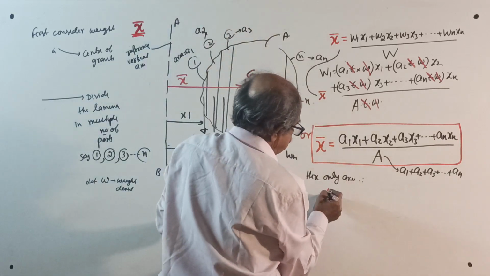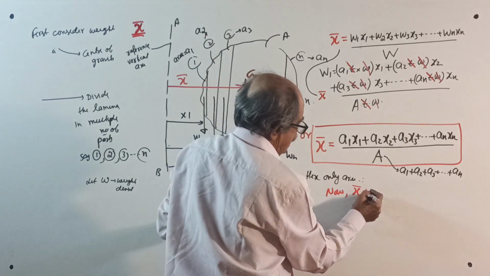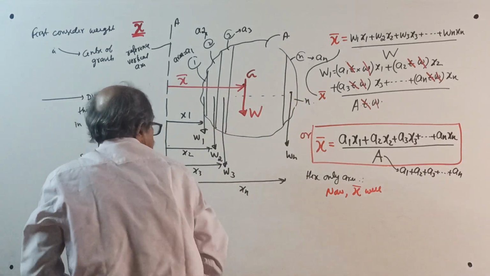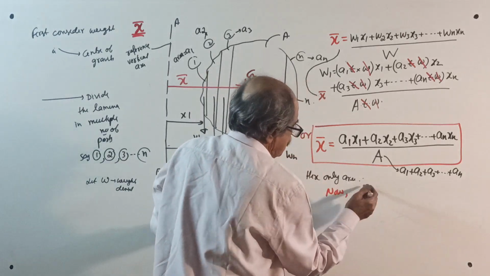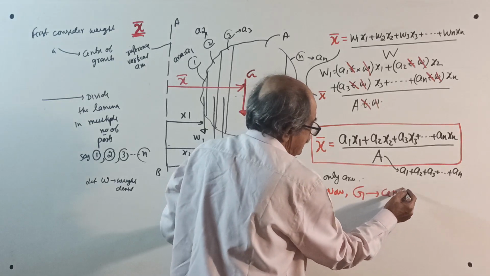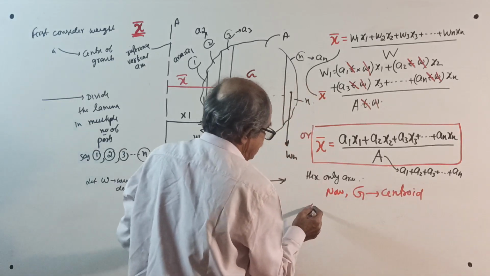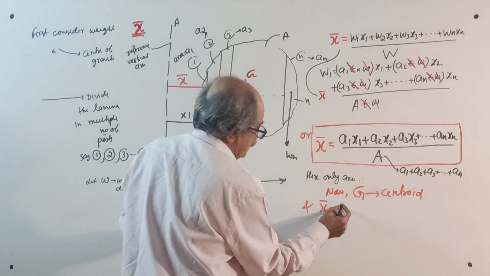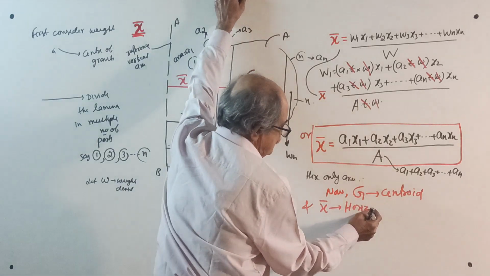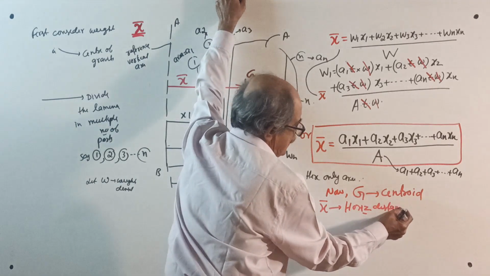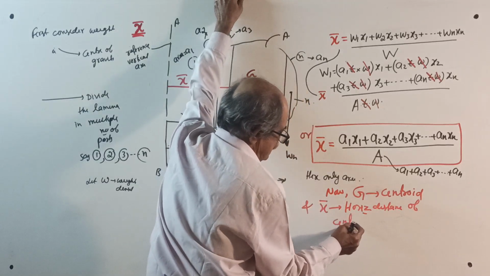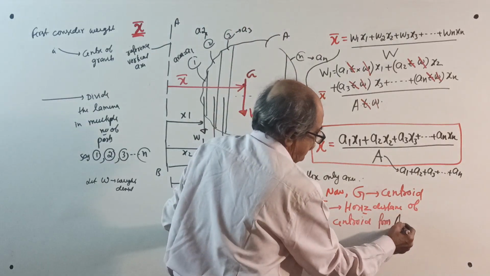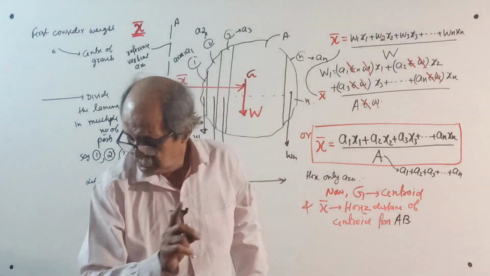Therefore, now G will become the centroid, and X bar will give you the horizontal distance of the centroid from the reference axis AB. Okay, now do one thing.